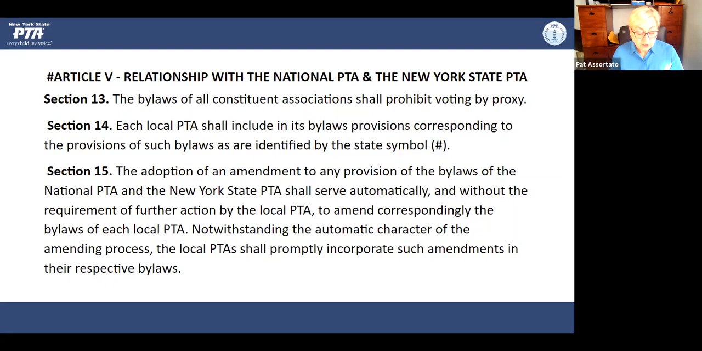Section 14 prescribes that any item indicated with a hashtag must be included in local bylaws, as these are provisions that correspond with and are required by New York State PTA bylaws. And Section 15 prescribes that amendments made to bylaws at the state and national PTA levels that impact a local PTA bylaws are automatic amendments to the local PTA bylaws. No vote is required by the local PTA for these changes.